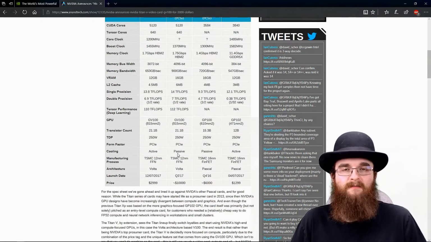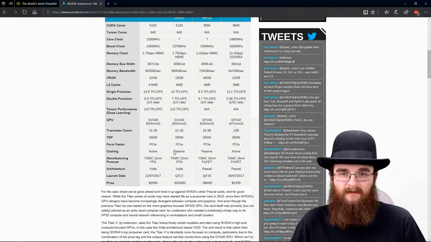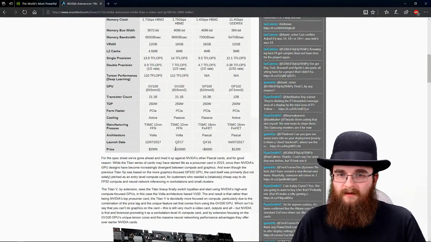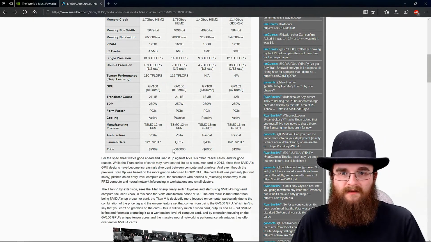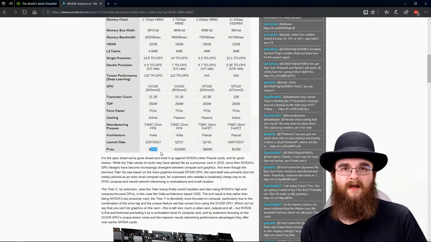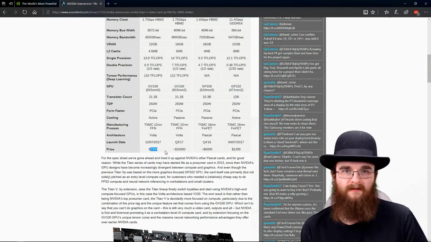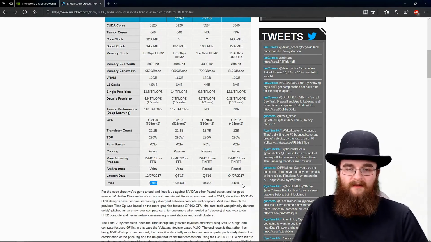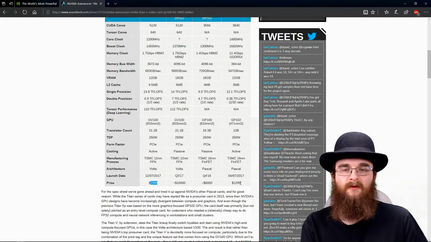The Tesla card is passive, of course, because it's going into data center servers, so it has plenty of air moving through the cases. The biggest difference here is going to be that the price of the Volta server card is $10,000 and this card is only $3,000. When you look at it like that, it seems like a great bargain. Now the Titan XP was only $1,200 or $1,300, so it's more than double the price.